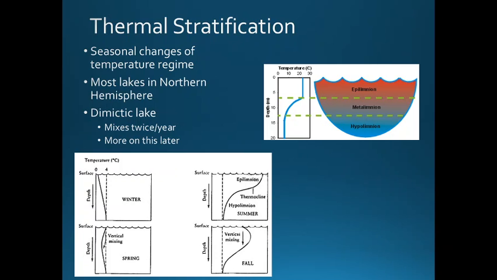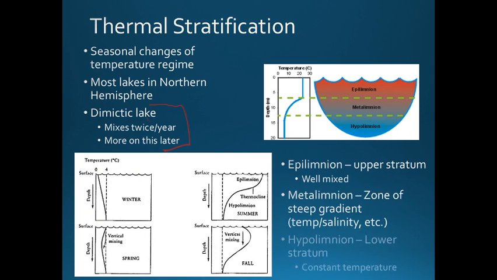So, most lakes in the northern hemisphere have this strong epilimnion, metalimnion, and hypolimnion in the summer. And what we see then is most glacial lakes are these dimictic lakes. Next lecture we'll be talking about amictic lakes and polymictic lakes and monomictic lakes, but I want to talk about a dimictic lake here. We'll spend some time on it in a second.